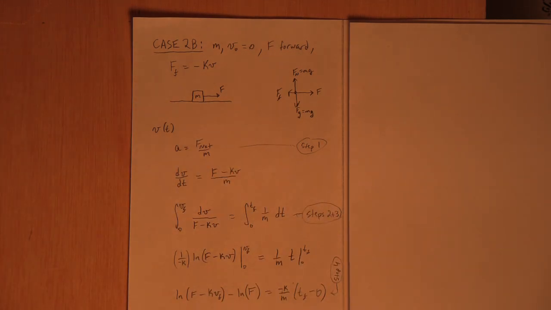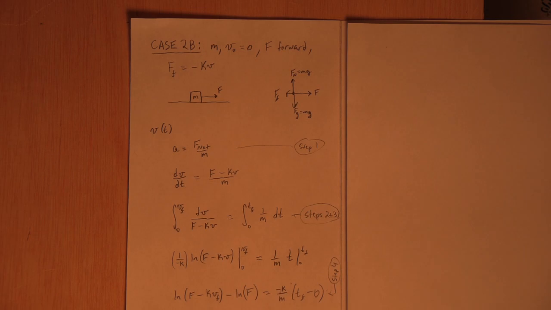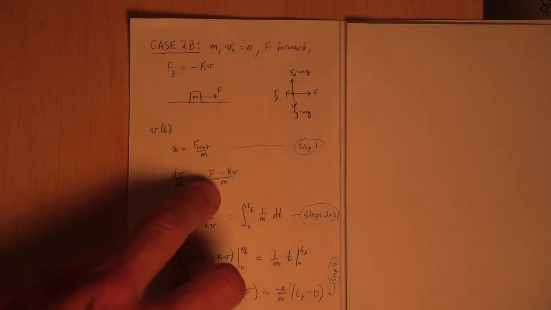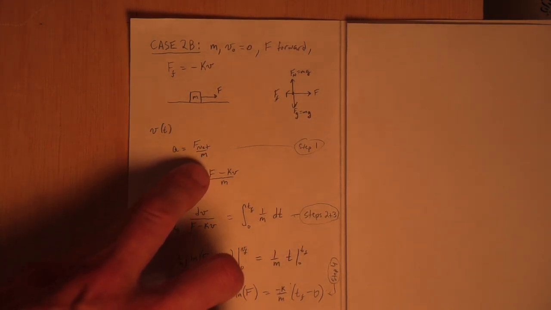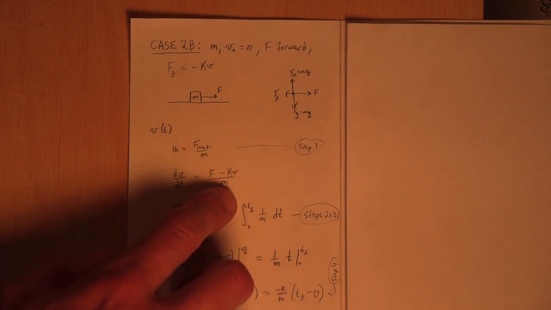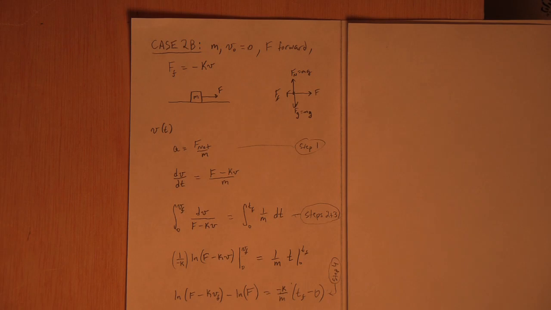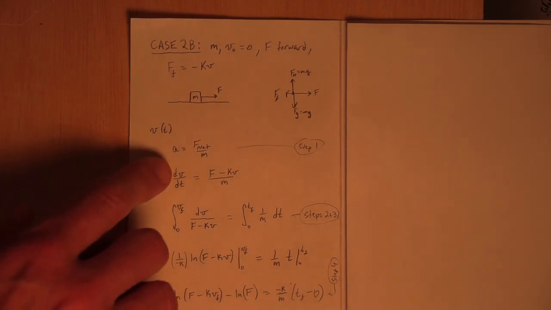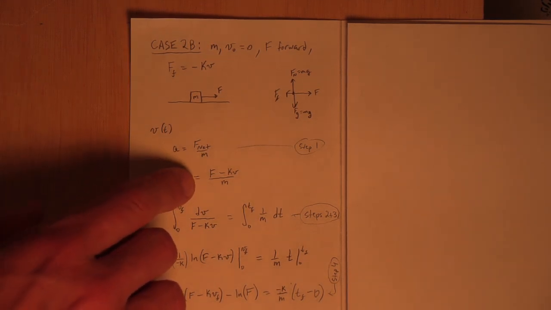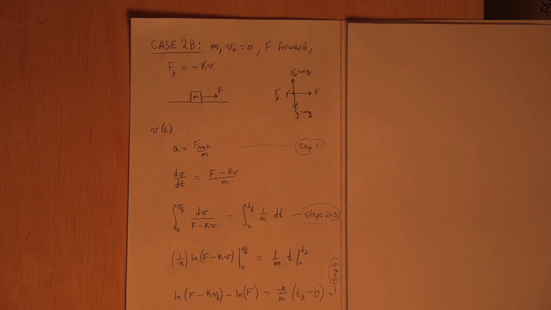Okay? But here's the thing, a very common mistake students will make is they will split this up into two fractions, f over m and minus kv over m, and add this term to the other side. And the problem with that is that you'll eventually have dv plus velocity, which doesn't integrate. So you never separate the variables by adding or subtracting. You always divide or multiply.